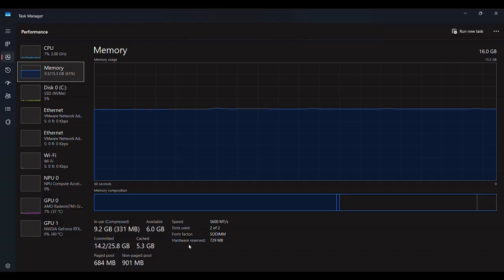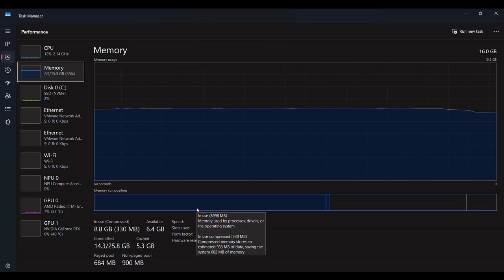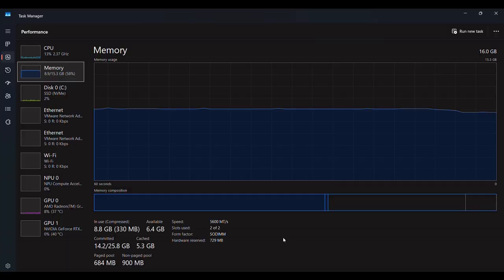Hardware reserved memory is allocated for hardware-level operations such as integrated graphics and firmware functions. This portion of RAM is unavailable for normal application usage. The memory composition bar provides a visual representation of how RAM is currently allocated across active usage and available memory regions. This helps administrators quickly evaluate overall memory pressure.